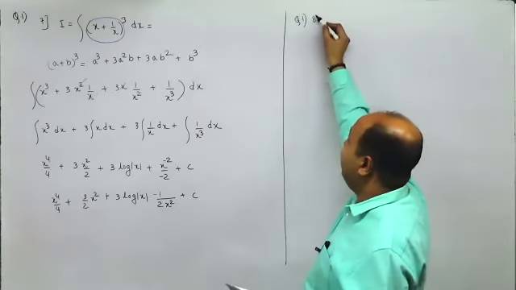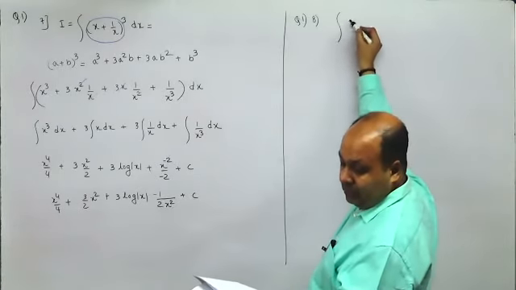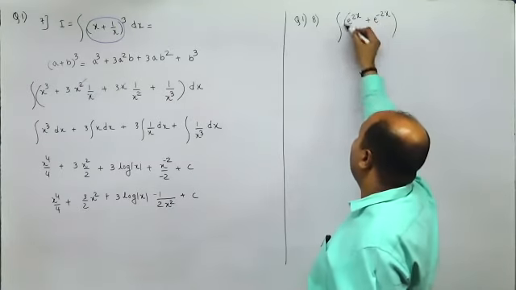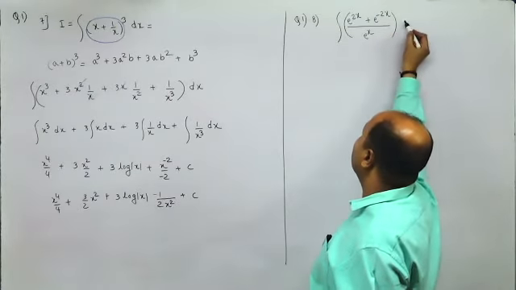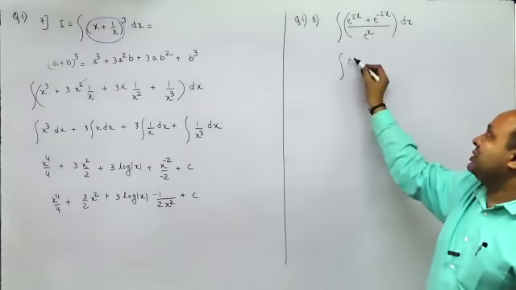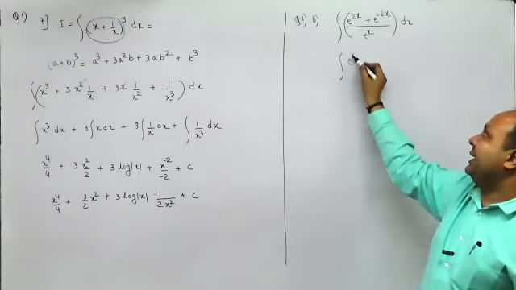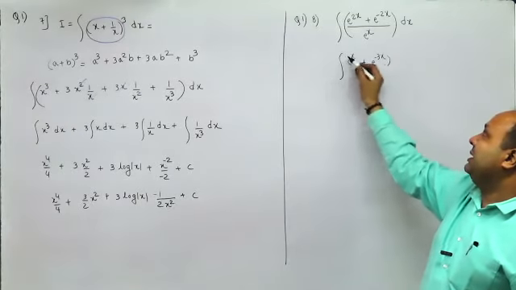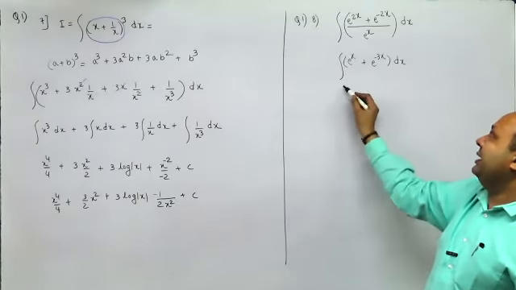Question number 1, the eighth part, e raised to 2x plus e raised to minus 2x upon e raised to x dx. How do you solve it? Divide both by e raised to x. So you will get e raised to 2x upon e raised to x, that is e raised to x. Here when you take it up, it becomes minus 3x. And now individually integrate the two.